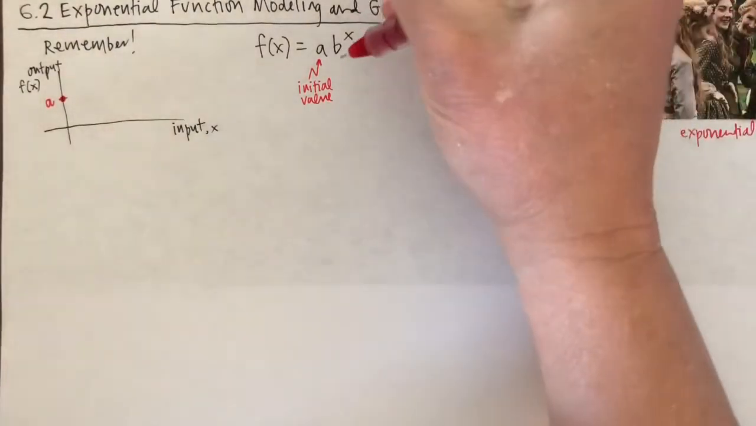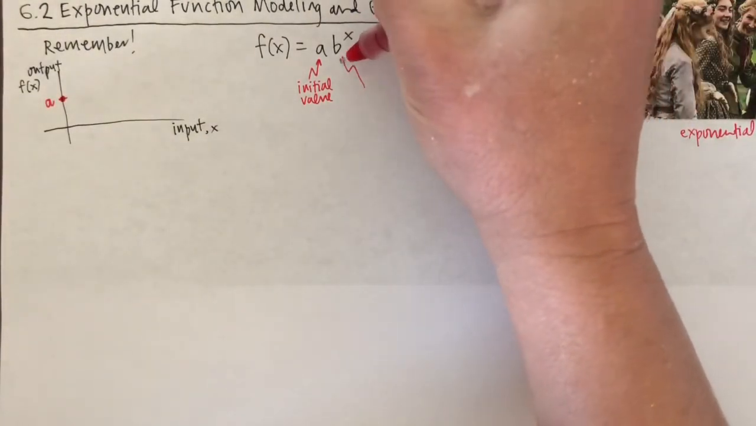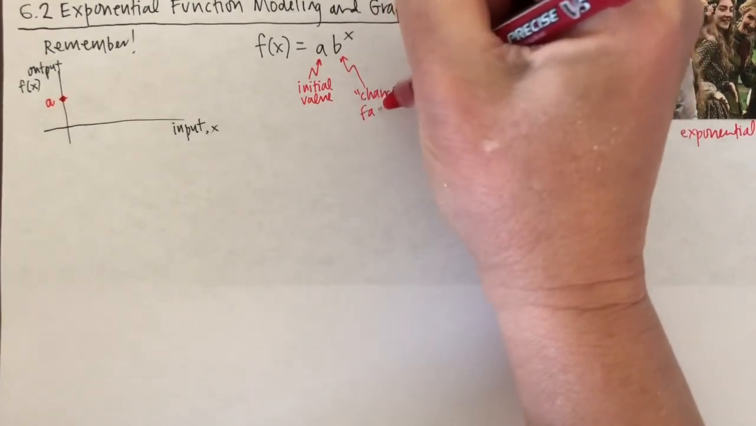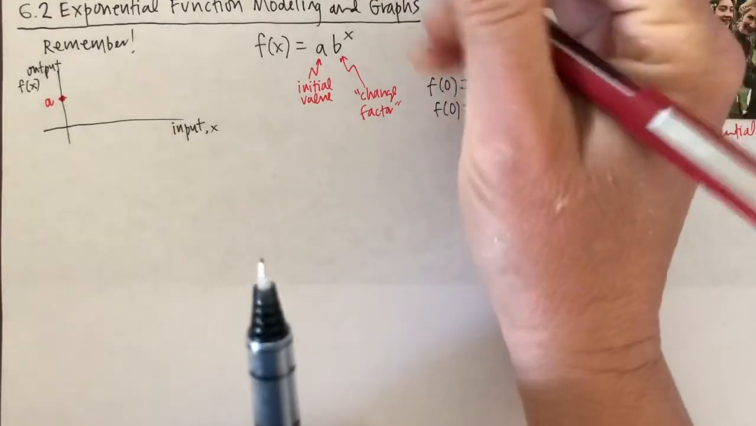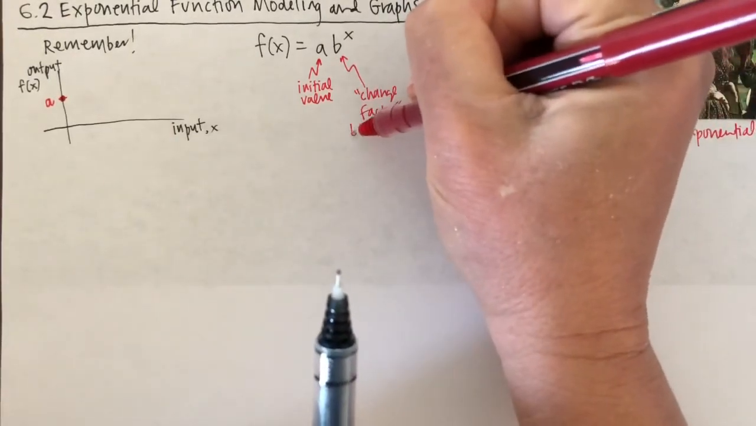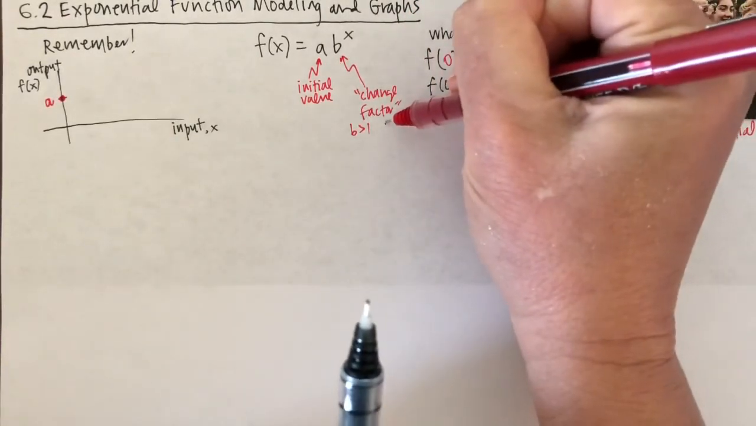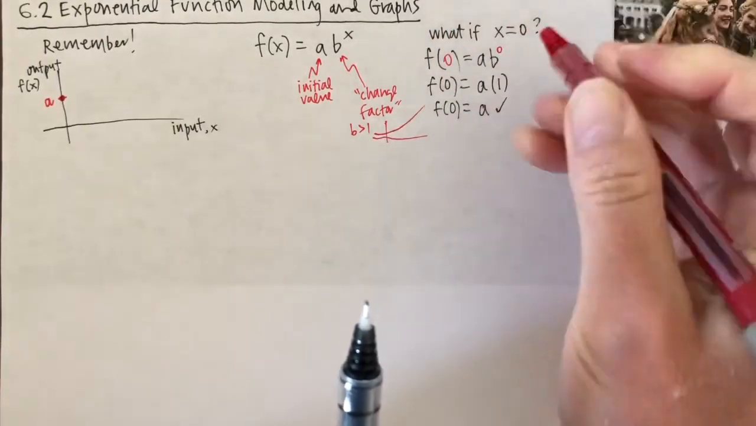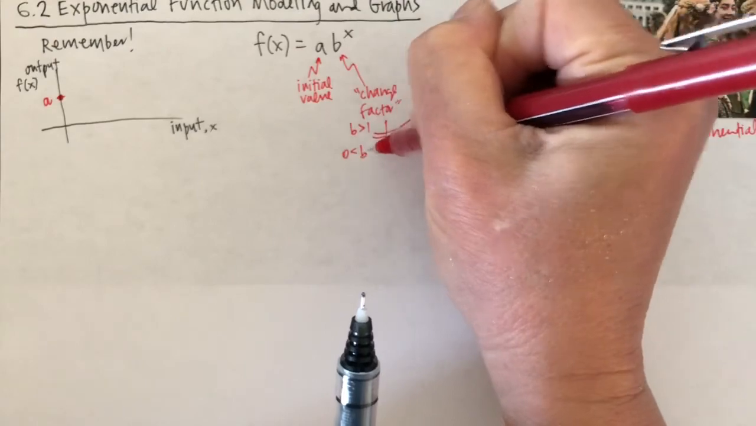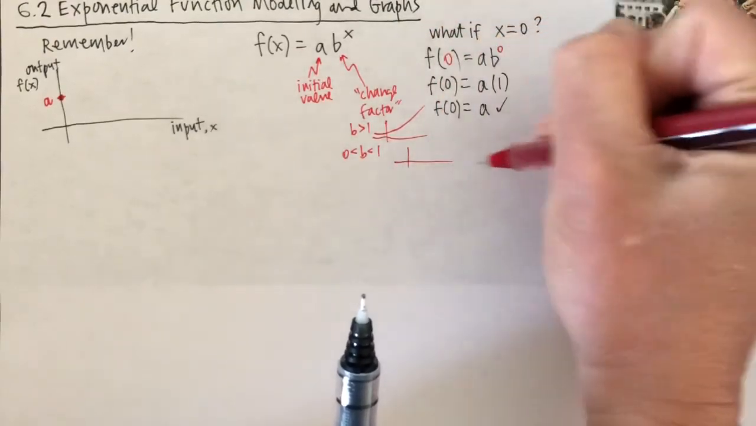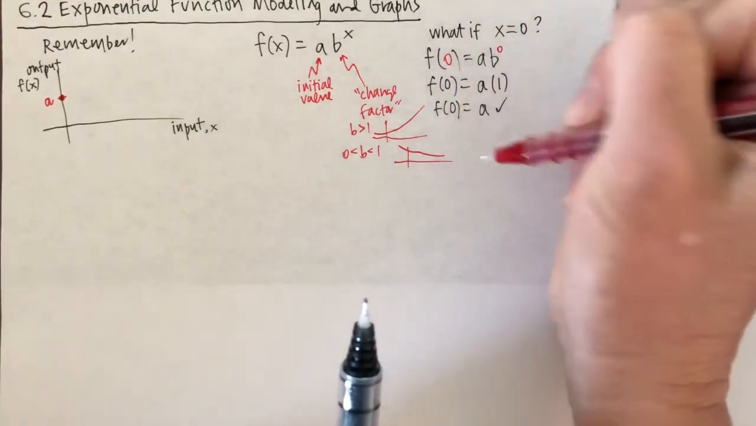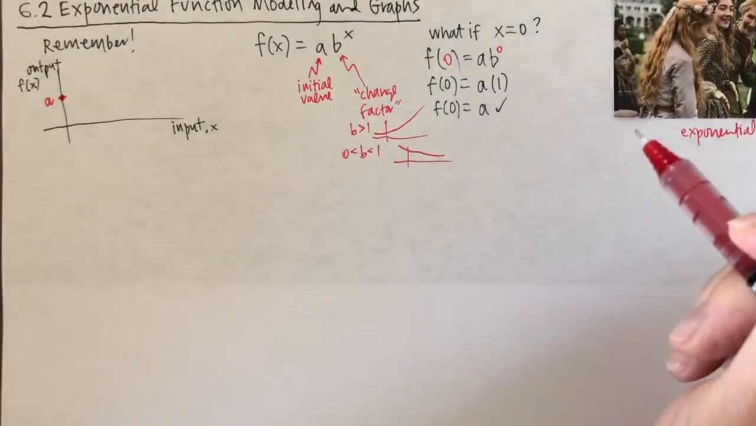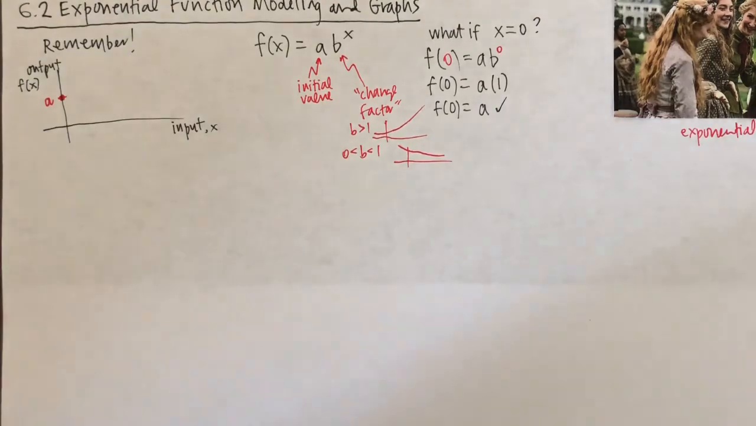Okay, and then we always talk about b as a number that is called the change factor. If b is greater than 1, then we get an exponential function that grows. If b is between 0 and 1, we get an exponential function that decays, that gets smaller. And we never talk about negative b in this section. Okay, let's look at an example.